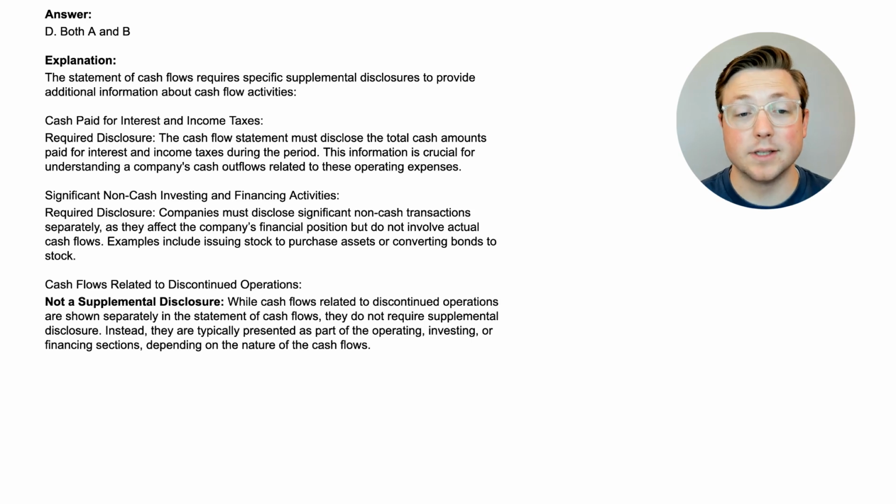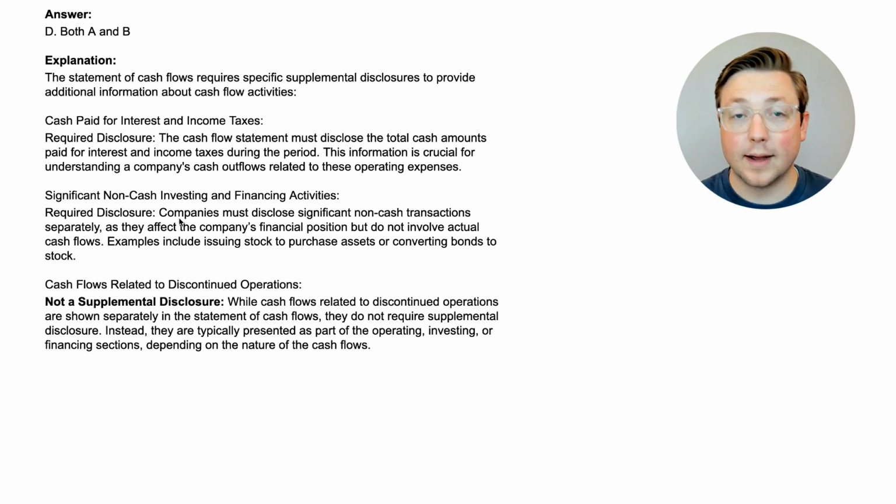All right, the answer is D. It's both A and B, so we'll walk through it. The statement of cash flows requires specific supplemental disclosures. First, it's required that they disclose the total cash amounts paid for interest and income taxes during the period. And that's important because companies want to know how much cash they're actually spending on those things.